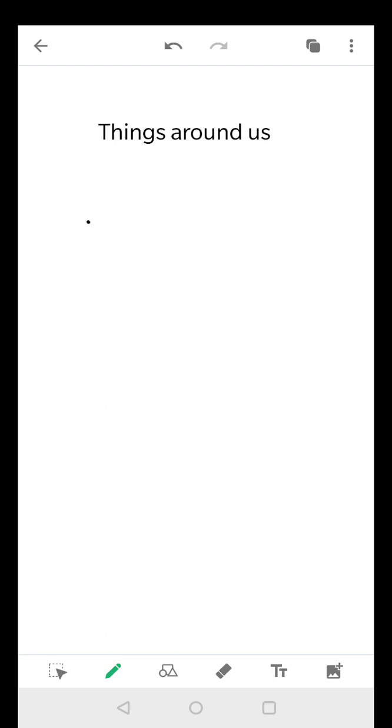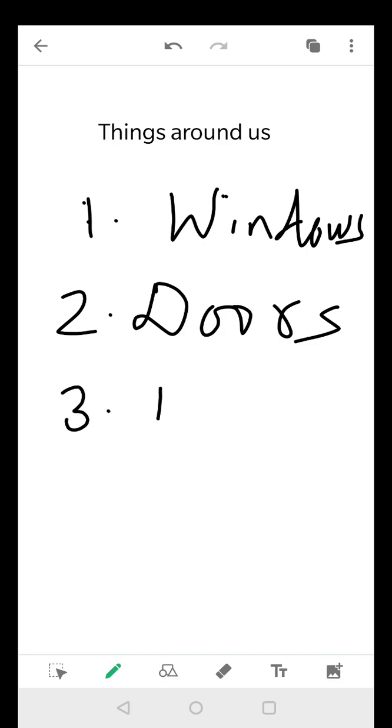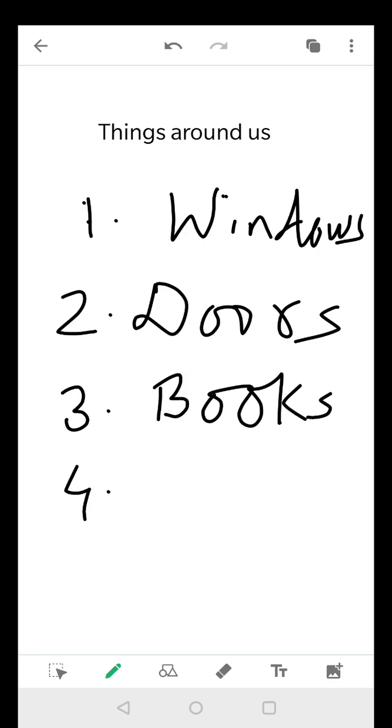Let's suppose I'm writing. One, when I'm looking around, I'm seeing the windows. Second, I can see the doors. I can see the books. I can see the fan. Right? You can also see these in your surroundings. Have you made a list of these things?